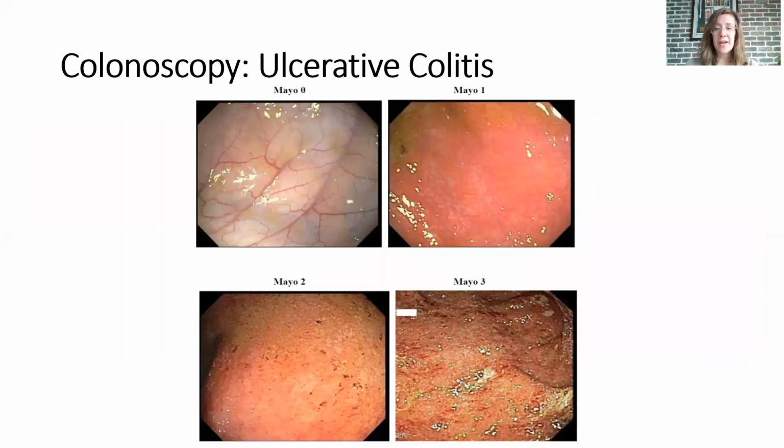Ulcerative colitis, on the other hand, if you remember, is limited to the mucosa, to the surface, and tends to be more continuous. So the top left photo is actually normal, but then as you move to the top right, and then the bottom two photos, you can see examples of progressively worsening ulcerative colitis with redness, loss of vascular markings, some punctate areas of bleeding, and even some purulent exudate as well.